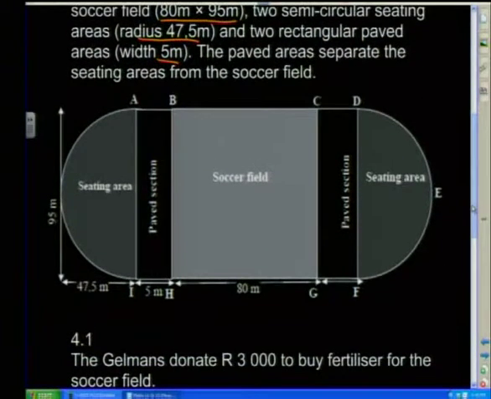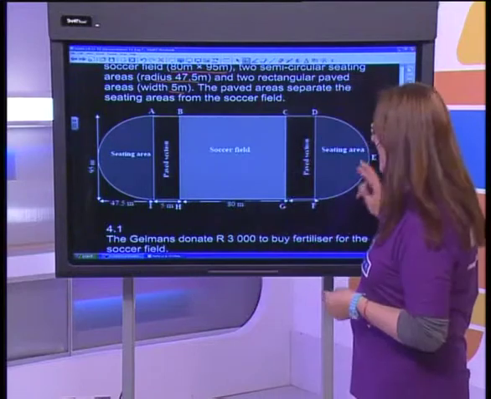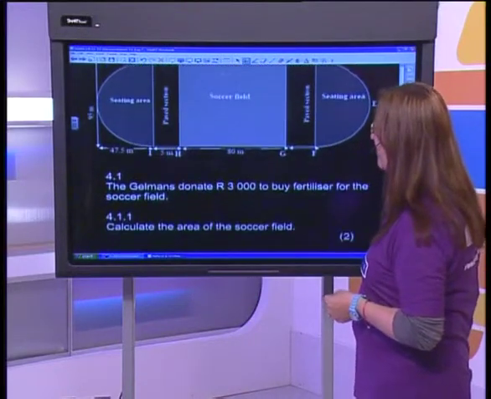So what have we got? We've got our soccer field. They've given us our dimensions, and they give it to us again in the sketch. We've got a paved area, which is 5 meters wide. And then we've got 2 semicircle seating areas. So basically, people are just sitting behind the goals. What do we call it? Goal posts. Okay, so let's see what the question brings us.